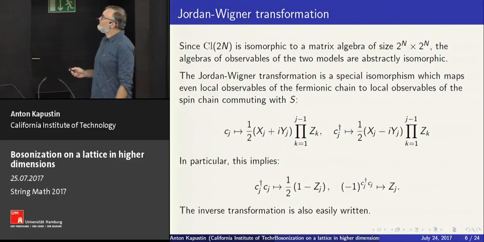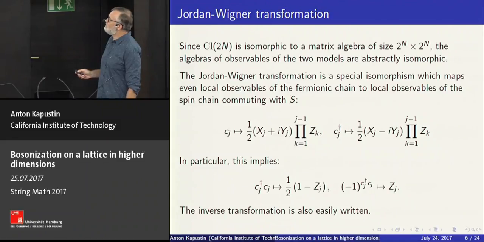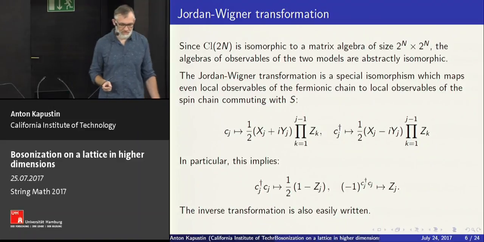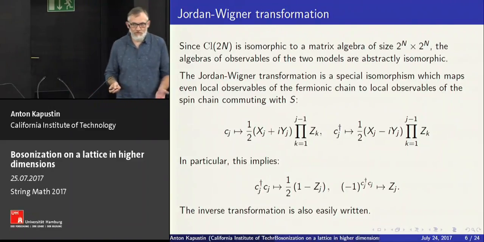Okay, purely abstractly, the algebra of observables in the fermionic spin chain is just a matrix algebra of size 2 to the n by 2 to the n. For the bosonic chain, it's also a matrix algebra. So purely abstractly, they're just isomorphic. So, what's there to say?